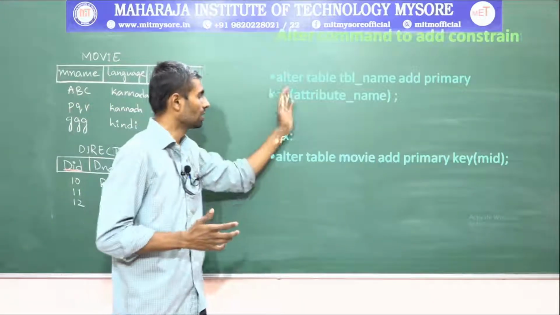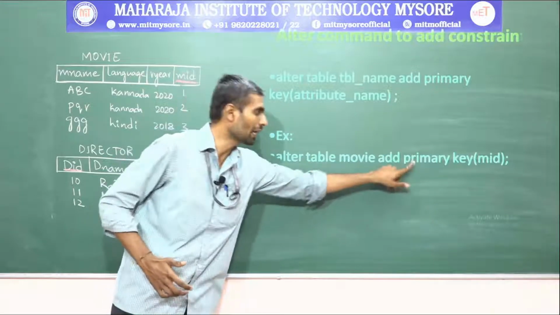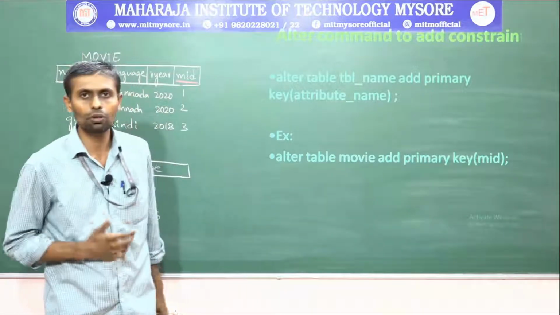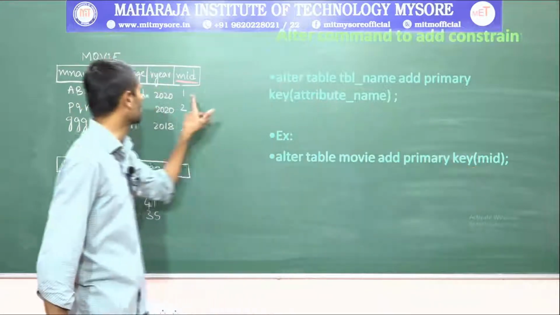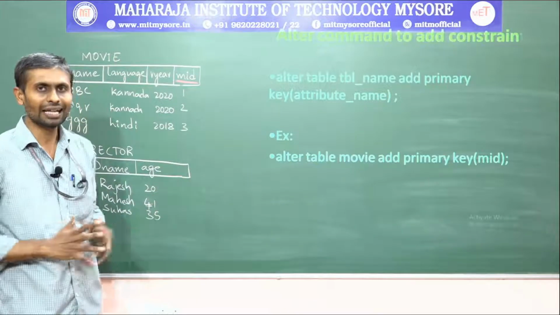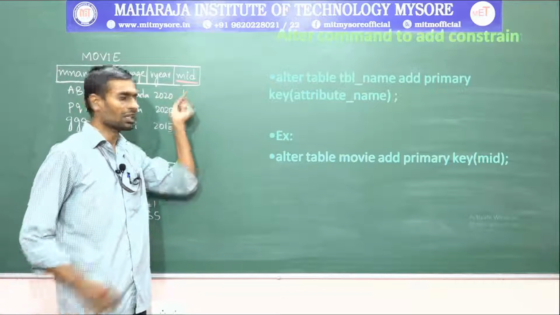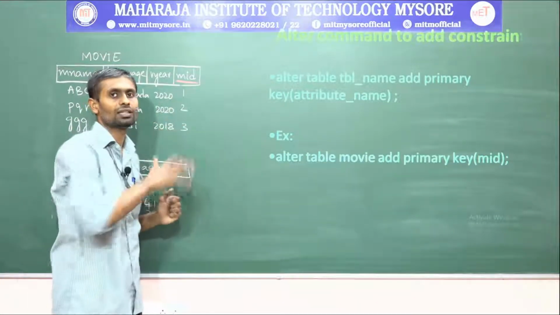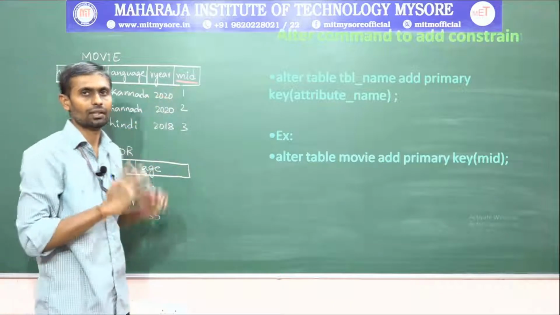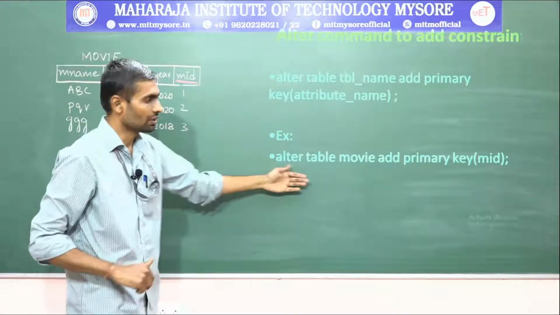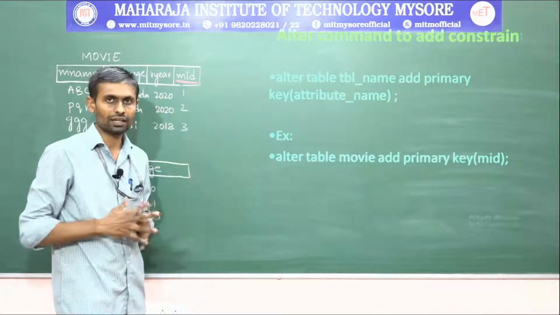So how? ALTER TABLE movie, then ADD PRIMARY KEY, and then the attribute I want to make the primary key. I want to make this MID a primary key. In relational database management systems, we use the underline symbol. Underlining an attribute indicates that it is a key attribute in the table. Okay, fine. This is the syntax and example we used. We successfully made MID a key attribute.